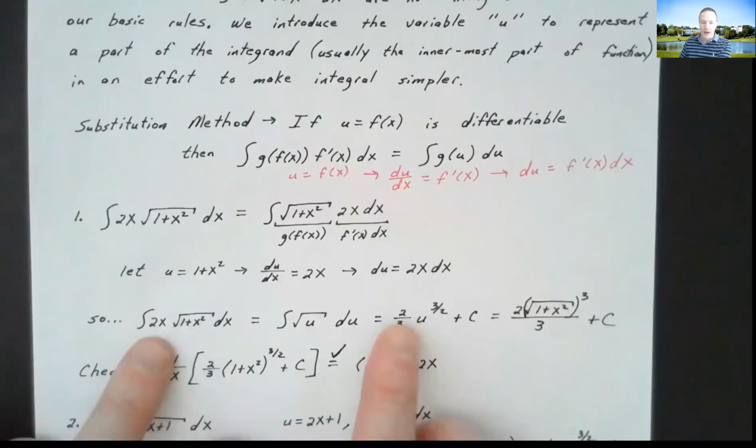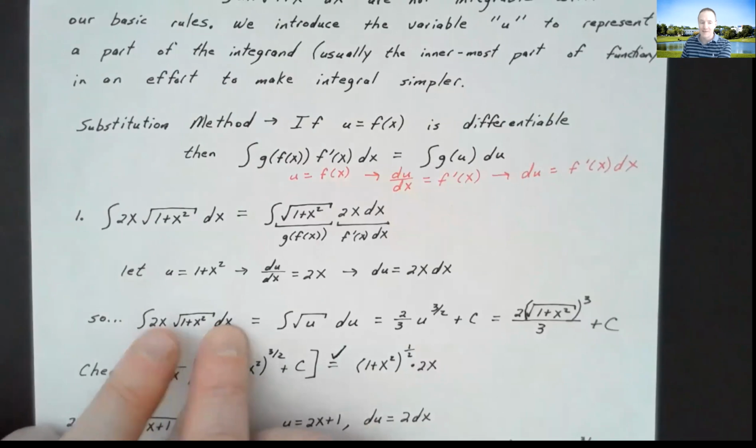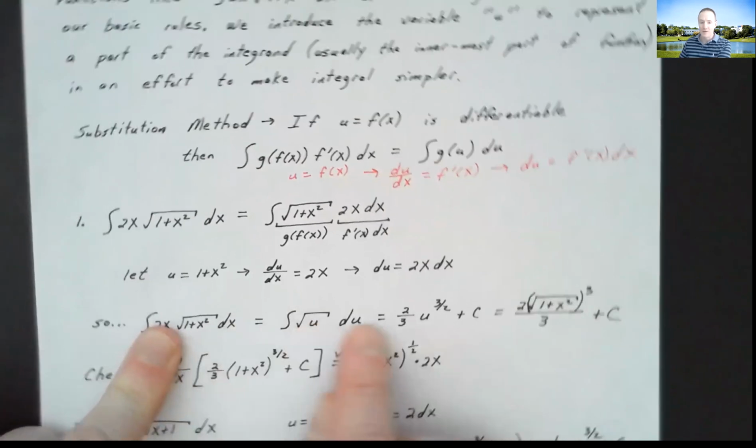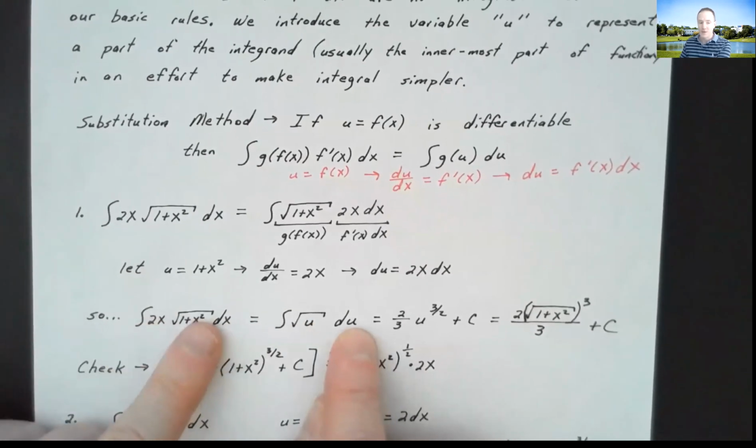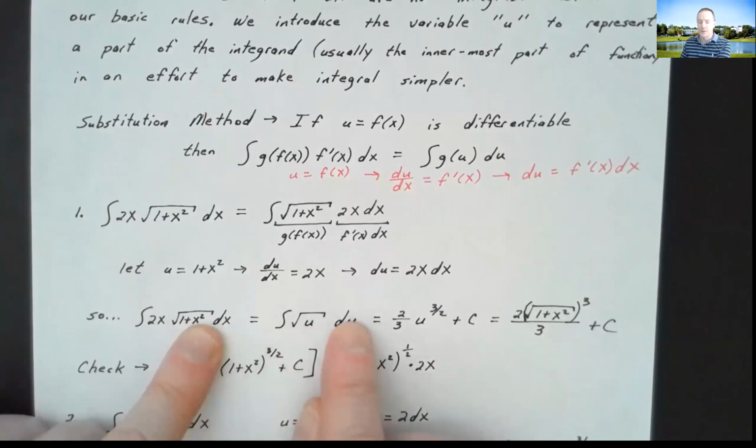So now I go back into my problem and say, well, then this original integral, 2x times the square root of 1 plus x squared dx, the 2x dx becomes du. My square root of 1 plus x squared becomes the square root of u. So then I get the integral of the square root of u du.